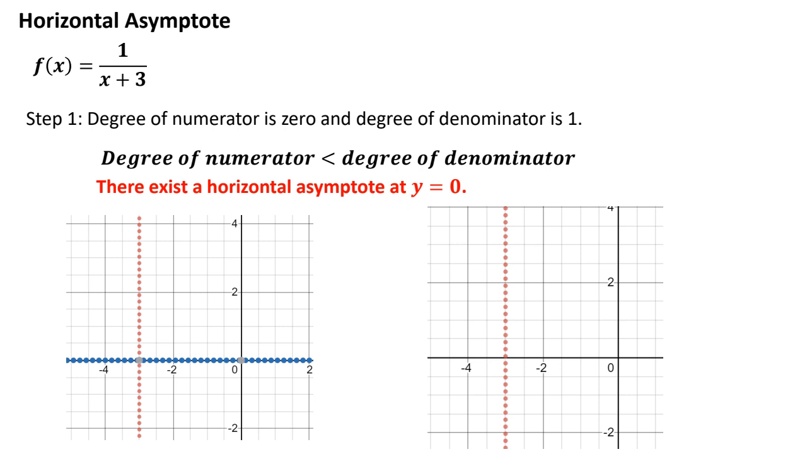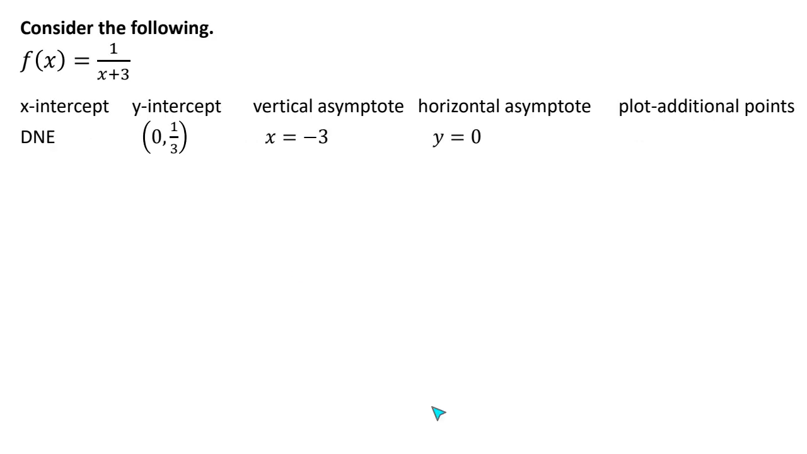Okay, so let's go ahead and gather all of the stuff that we've done so far. So the x-intercept did not exist. We have our y-intercept, our vertical asymptote, our horizontal asymptote. And then the last step is we're going to plot additional points. But you want to do that after we have plotted everything else.